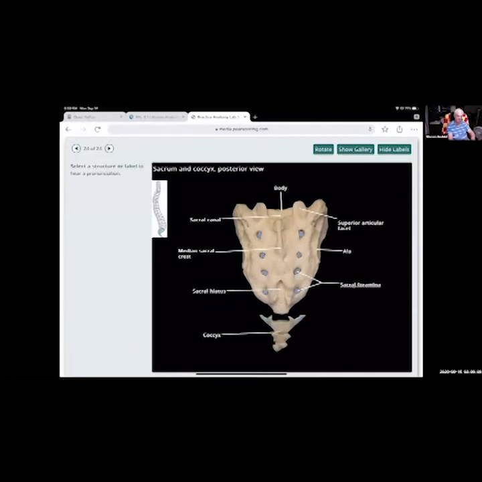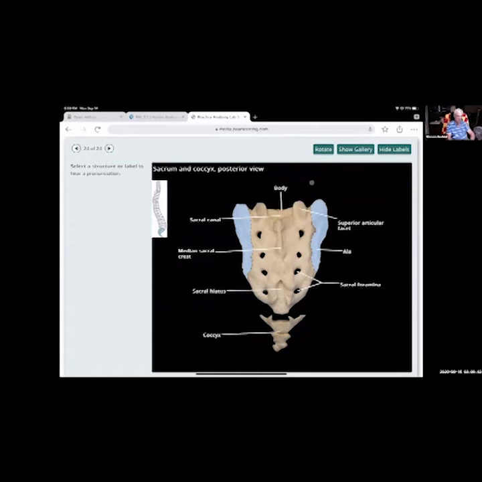You have the sacral foramina, the ala, which is the lateral sides of the sacrum, and the superior articular fossa. Now, this articulates with what? What bone does the superior articular fossa of the sacrum articulate with? L5. L5, perfect. Those are the vertebrae right above it. You get your cervical, your thoracic, your lumbar, your sacral, and your coccyx. Perfect. All right.